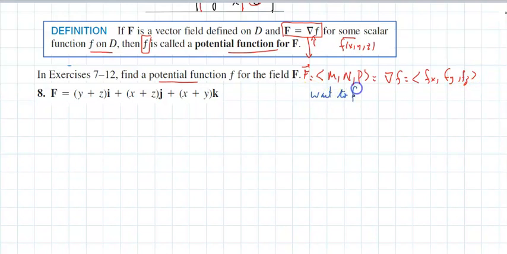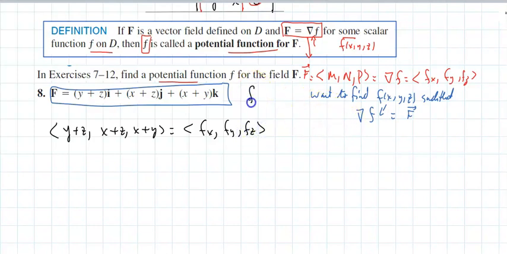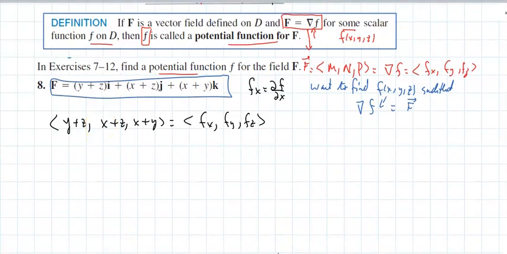They want to find f of x, y, z such that when you take the gradient of this function f, you will get the given problem. So I want to take y plus z, x plus z, x plus y, and set that equal to f sub x, f sub y, f sub z. In case you've forgotten, when I say f sub x, I mean the partial of f with respect to x. You can begin in any order you want. Keep in mind you're going to use all three of those to figure that out.